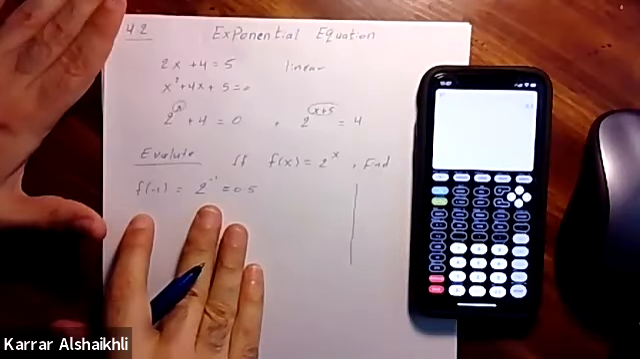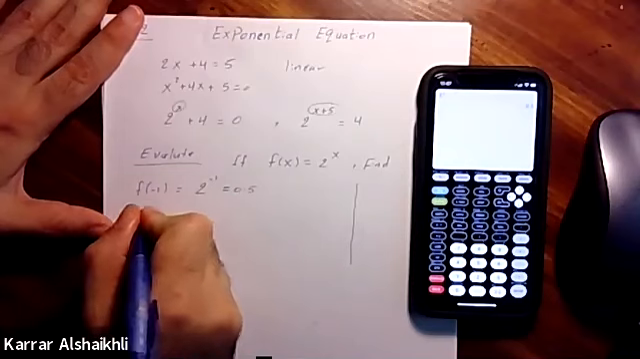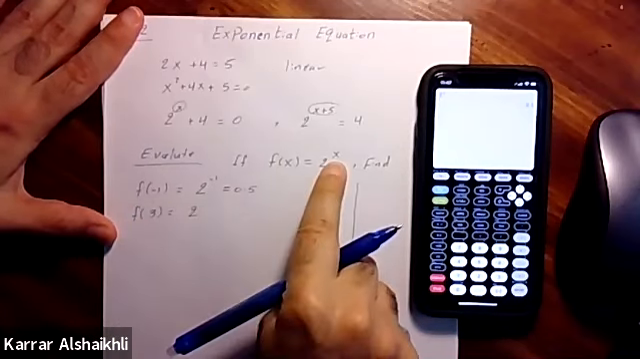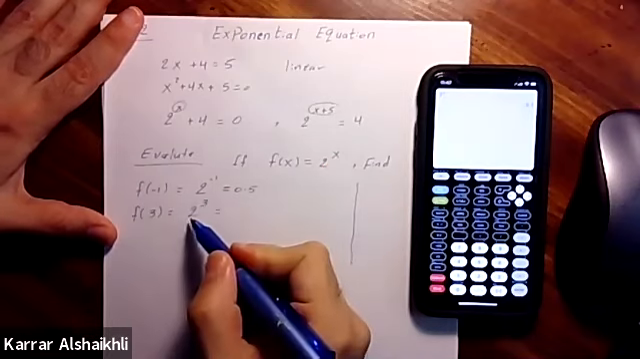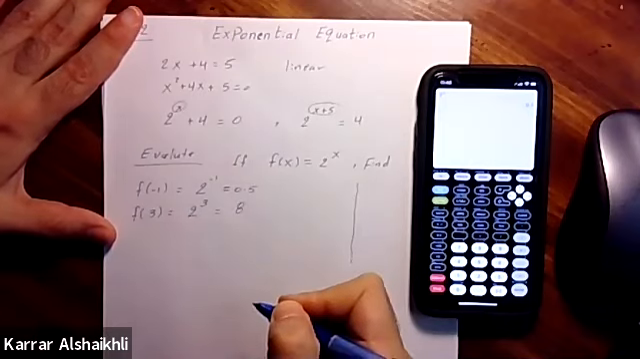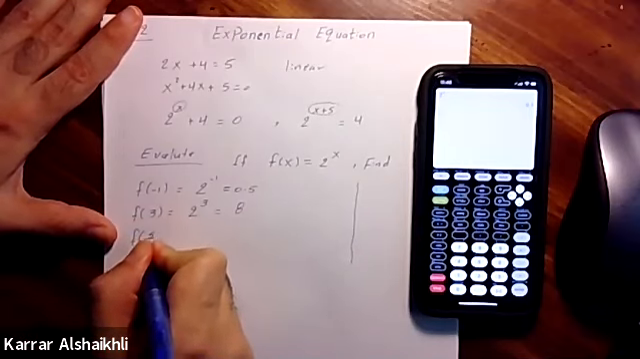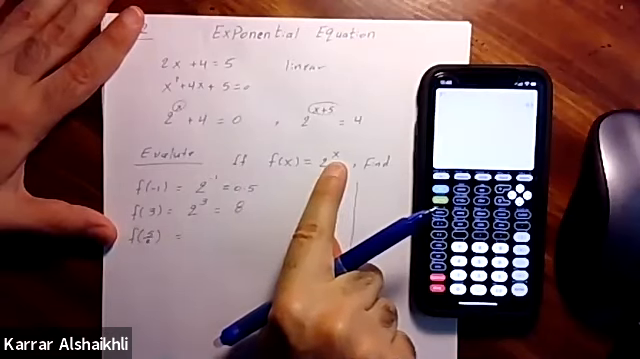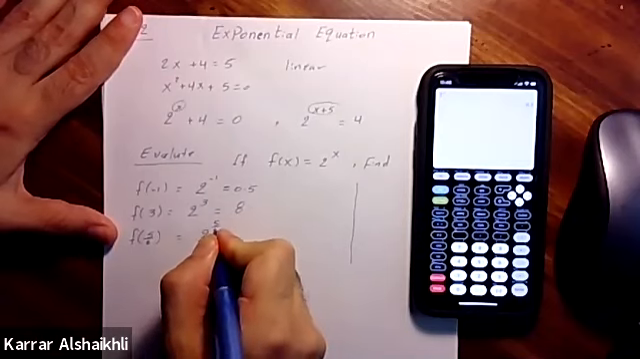Let's find the result again with another example. If they ask you to find f of 3, I'm going to plug in 3 instead of the x, so it's going to be 2 times 2 times 2, which is 8. If they ask you to find f of 5 over 2, now we're going to plug in 5 over 2 here, so it's going to be 2 to the exponent 5 over 2.